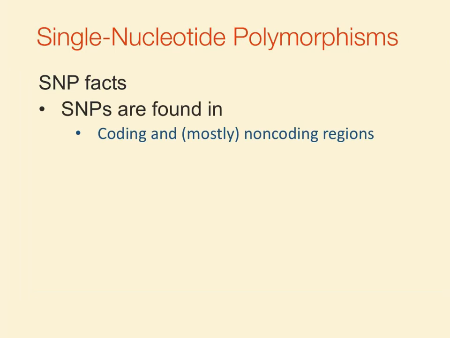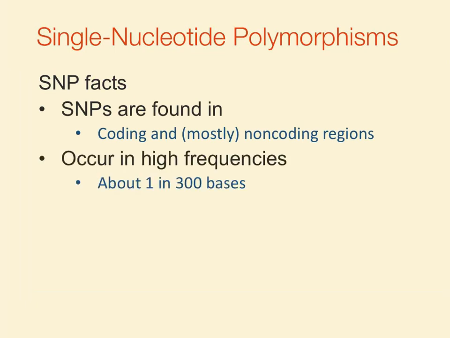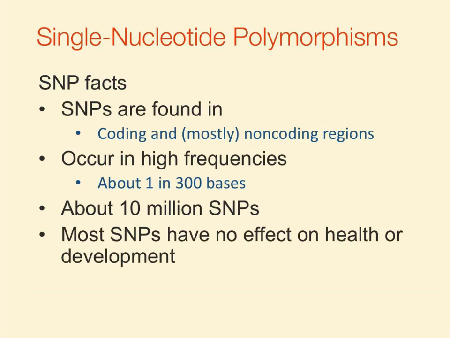So most of the SNPs that we look at are in DNA that's considered unnecessary, and sometimes it's even called junk DNA. It's between the genes. They occur in relatively high frequencies, about 1 in 300 bases are known to be a SNP. So within our 3 billion or so nucleotides, or our bases, we have about 10 million SNPs. And as I alluded to earlier, most SNPs have no effect on health or development.